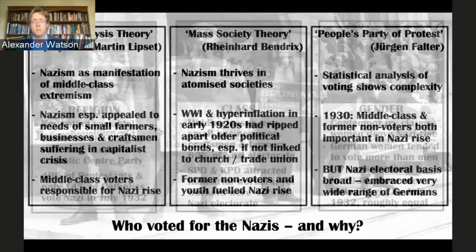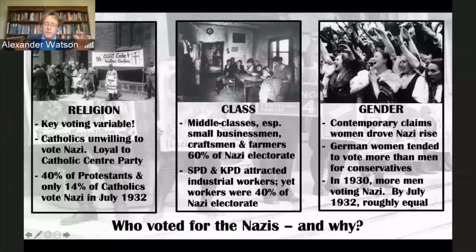Let's look at what he says in more detail. He splits the Germans up into different categories of people, and the three most important categories are by religion, by class, and by gender. Historians were surprised, not least because modern historians don't think enough about religion. That tends to be a medieval thing. We don't think about religion. It's not important in the modern world, but it really, really is. And it really was in interwar Germany. And it turns out that religion was the key voting variable, the key thing which determined whether someone was likely to vote Nazi or unlikely to vote Nazi.